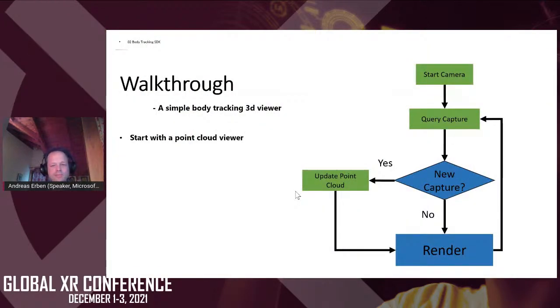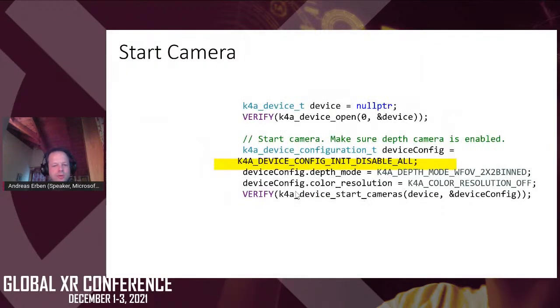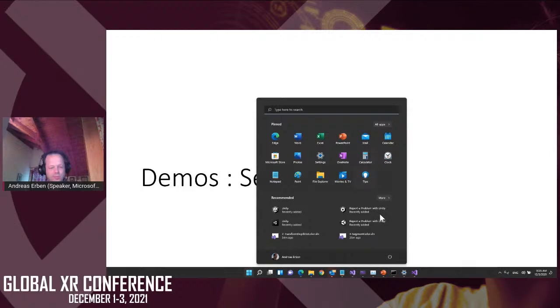So, walkthrough. I will show that quickly in code. In general, the process is, and that's a C code sample here, you give it some configuration, you start the camera, and that's it. But let's do that part of the demo in code.